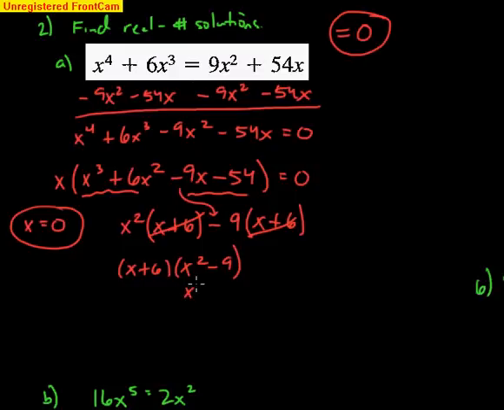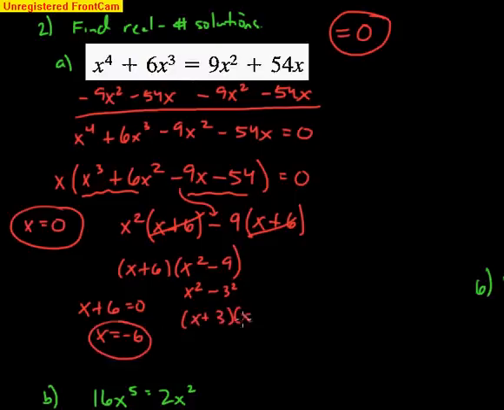Now we have a difference of perfect squares, x squared minus 3 squared. So we have x plus 6. Now what you could do is you could say, okay, well, that means x plus 6 equals 0, so x equals negative 6. You can do them along the way. And this is going to be x plus 3, x minus 3.